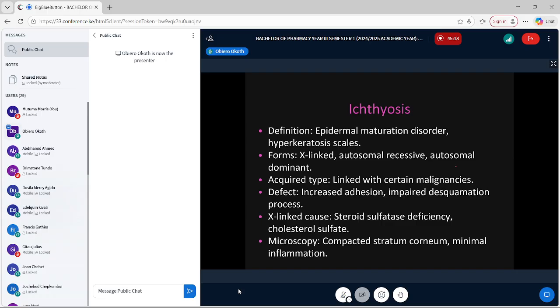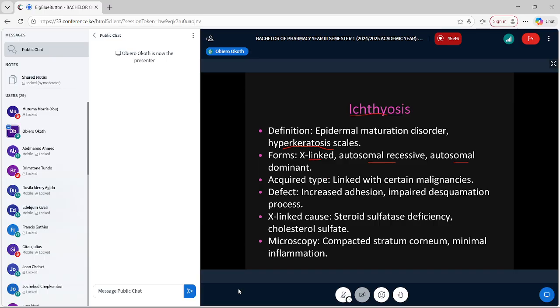Ichthyosis basically is skin dryness. The skin is scaly, like a skin shedding off, while the epidermis and the stratum corneum remain intact. It is an epidermal maturation disorder with hyperkeratotic scale, autosomal dominant. There are also the acquired types, so the inherited and the acquired type.